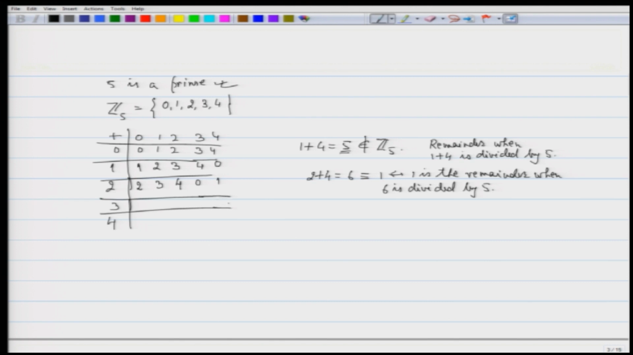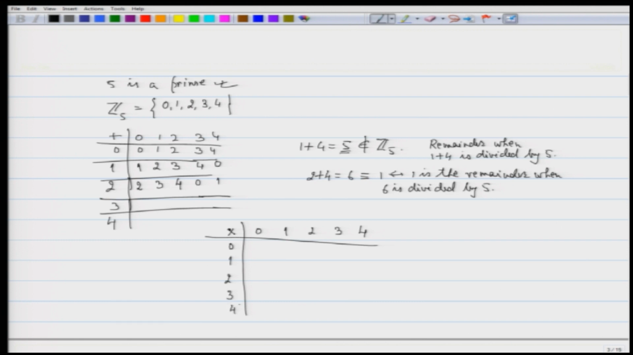So, this is as far as the addition is concerned. As we said, we want this to be a field. So, for a field, I need that there should be a multiplication also. So, let us multiply it. Again, let us make a multiplication table for us. So, I have the numbers 0, 1, 2, 3, 4, and I also have 0, 1, 2, 3, 4.